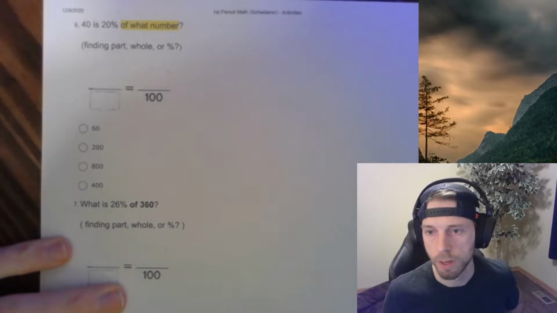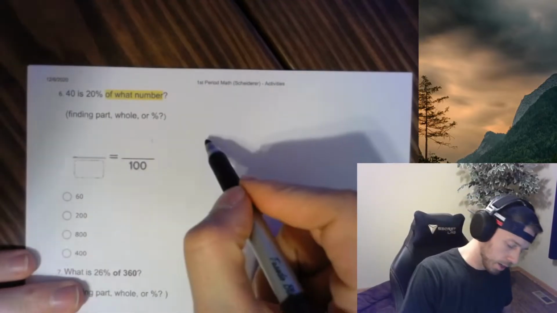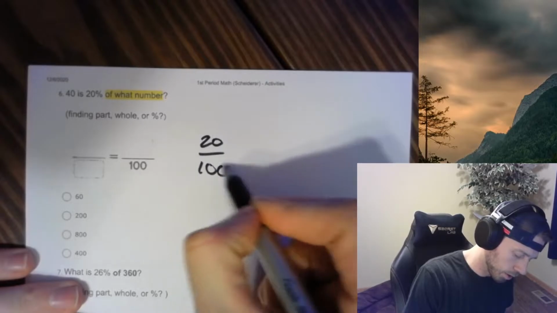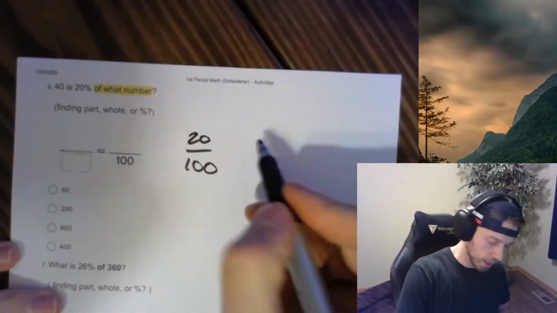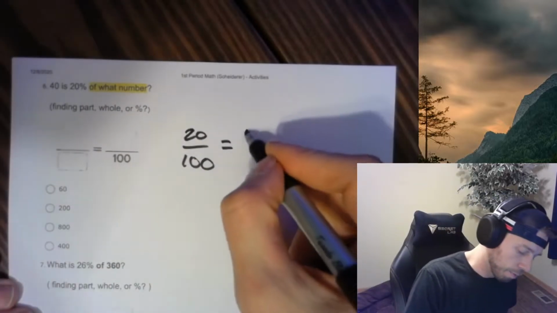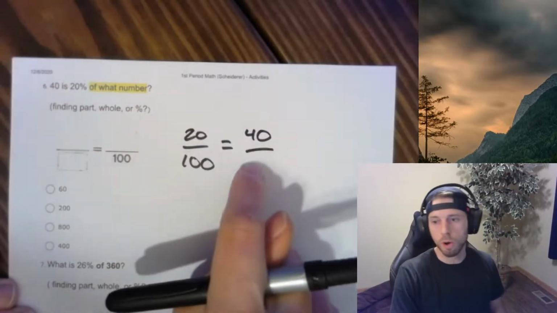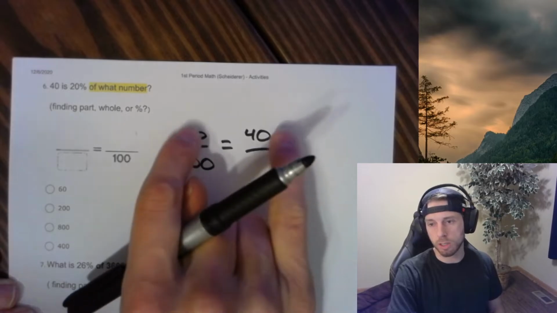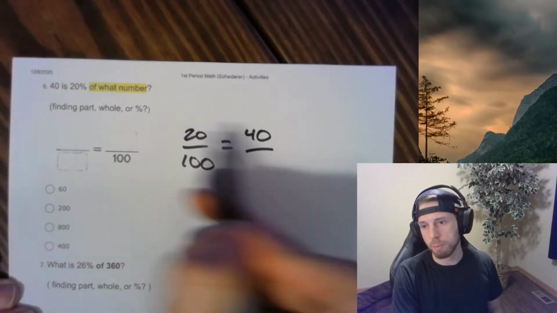Number 6, 40 is 20% of what number? 20 over 100. Oh, we've got it down here. Percents are always over 100. 40, we don't know what the whole is, right? But we know that 40 is the 20%, and that's how you always know, I think, if you put them on top of each other.